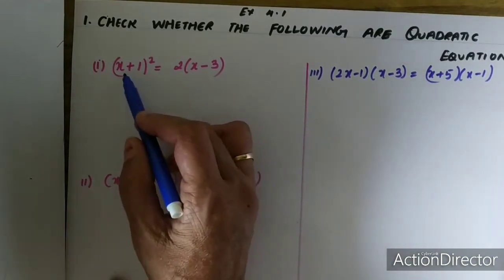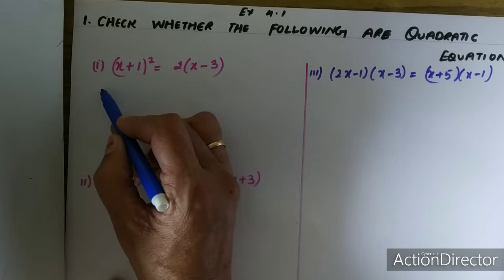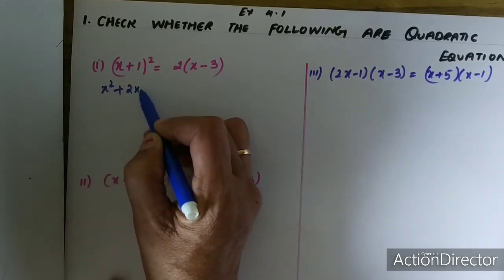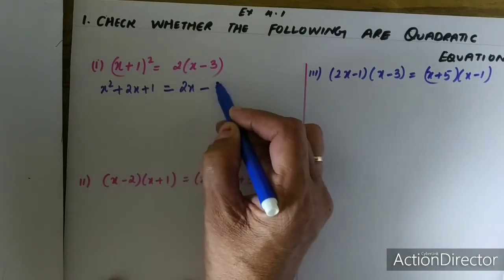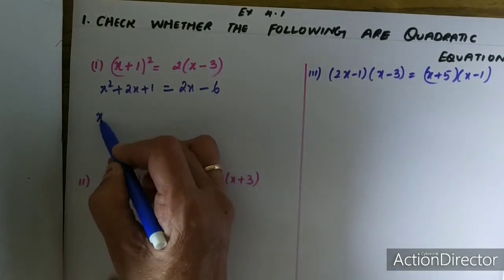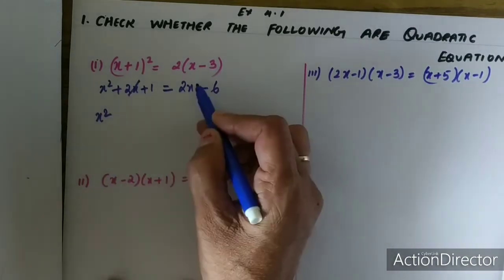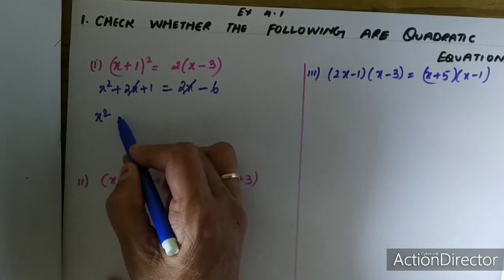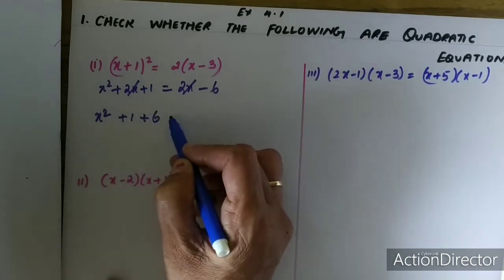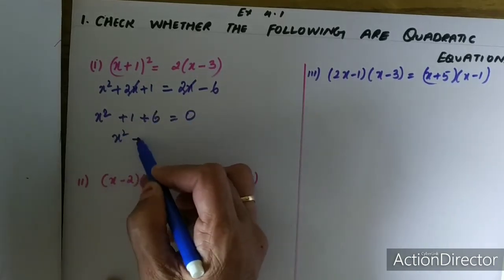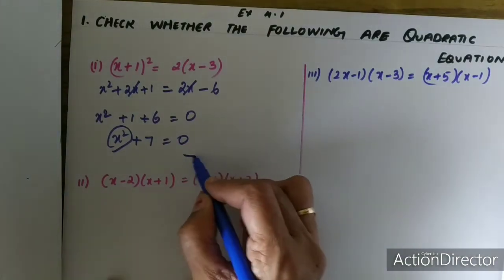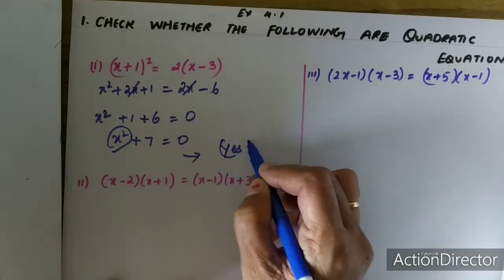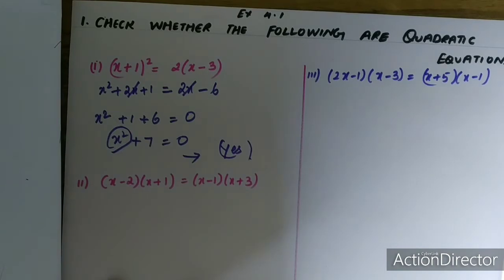So let me proceed. The x plus 1 whole square can be expanded as x square plus 2x plus 1 is equal to 2 into x is 2x minus 6. Now transposing the values, x square, this 2x and 2x can be cancelled, or x square plus 1 plus 6 is equal to 0. Or x square plus 7 is equal to 0. Here you are able to observe the highest power of x is 2. So we can say yes, it is a quadratic equation.